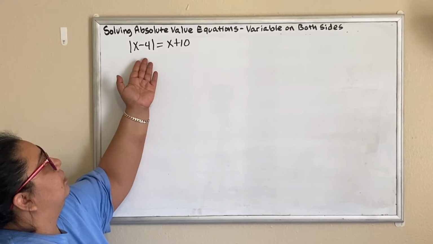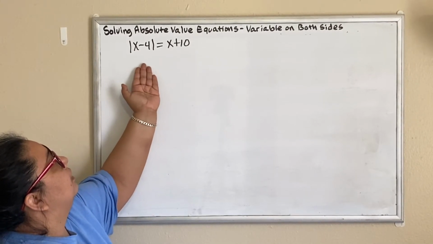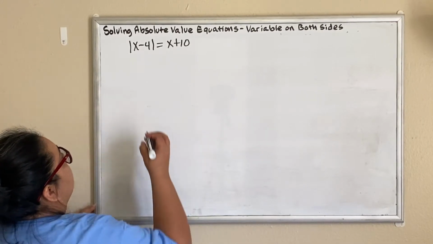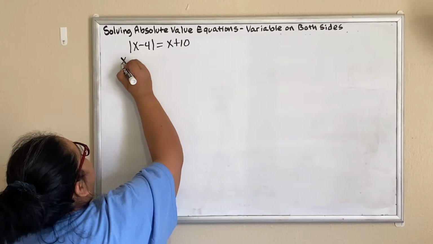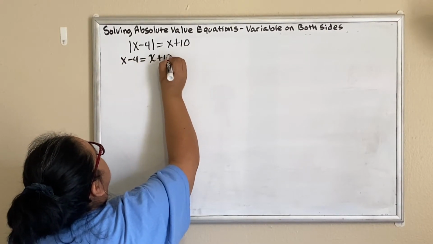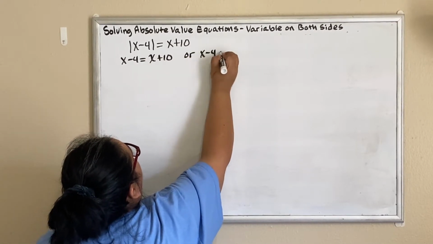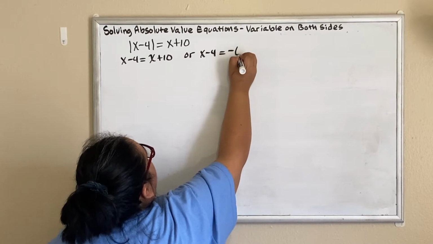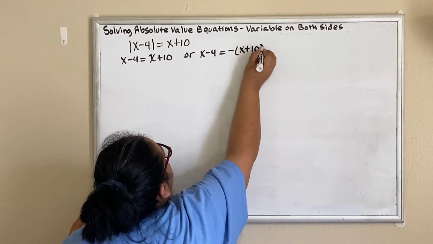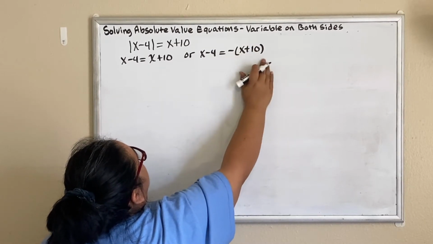The absolute value of x minus 4 equals x plus 10. My absolute value is isolated, so we can go ahead and write two equations. So we're going to write one equation where it's positive. So we're going to say x minus 4 equals x plus 10. So there's the positive equation. Or x minus 4 equals a negative, and we're going to open a parentheses and we're going to plug in x plus 10 in here. So here's one positive, and then the negative right here makes this expression negative.